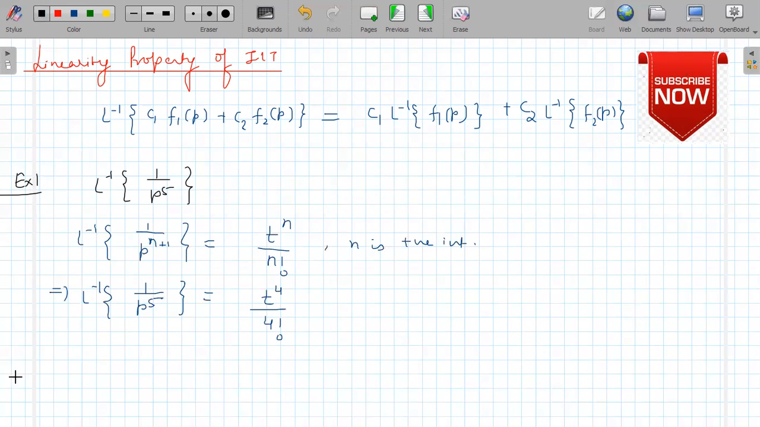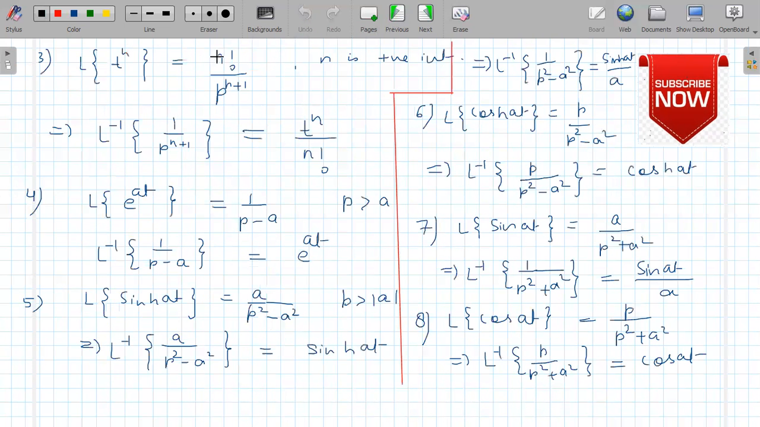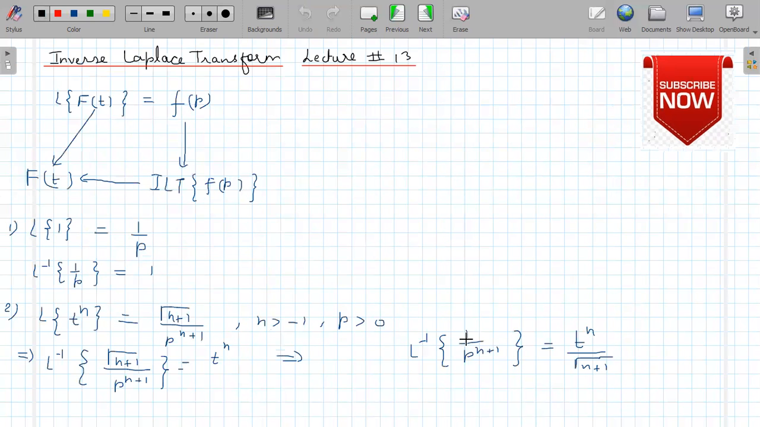Example number 2. Find the Laplace inverse of 1 upon p raised to the power half. Here n is not a positive integer. n is a number greater than minus 1. So we use the formula, this one, in terms of gamma.